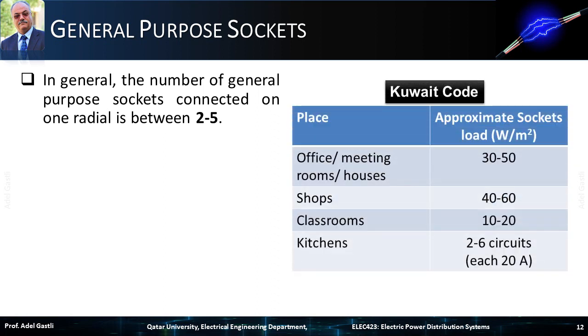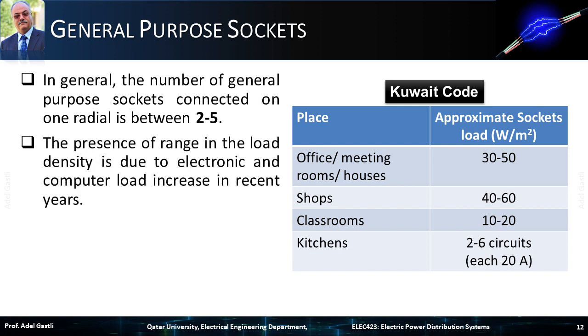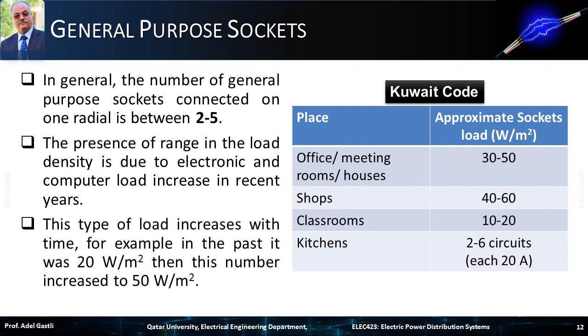According to the Kuwait code, shown in this table, some approximate socket loads are given in watts per square meter according to the place where these sockets are used. The presence of a range in the load density is mainly due to the electronic and computer load increase in recent years. Note that this type of load increases with time. For example, in the past it was 20 watts per square meter, then this number increased recently to 50 watts per square meter.